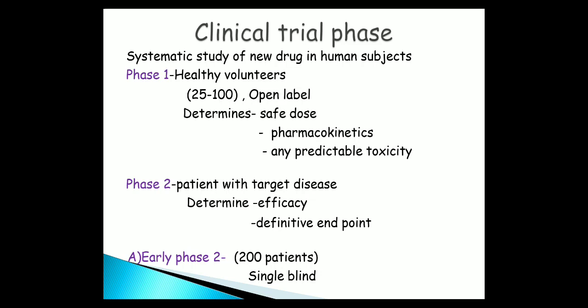Phase 2 includes patients with the target disease. Open label means healthy individuals who do not have any history of the particular disease for which we are developing a drug. Phase 2 includes patients with the targeted disease, so it determines the efficacy of that drug. Efficacy means how effective the drug is. So, a definitive endpoint.